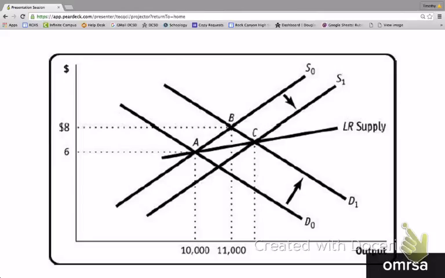The result is that the market price will not revert to the original long-run price of $6. It will eventually settle somewhere between the short-run price of $8 and $6. In other words, the long-run supply curve for an increasing cost industry will be upward sloping.